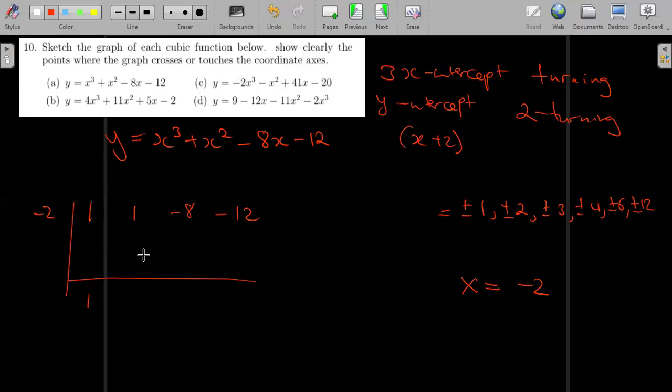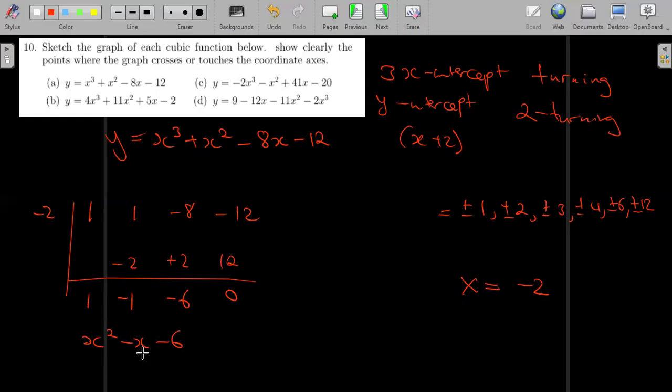I get negative 2 here, add, get negative 1, multiply. I'll get a positive 2. Then I add this here, gives me negative 6, multiply. I get a positive 12. And this here gives me 0. So this factors out to the quadratic, which is x squared minus x minus 6. So this is what I get.